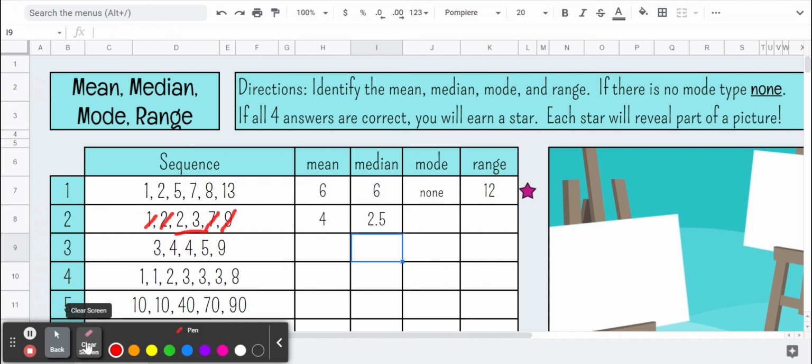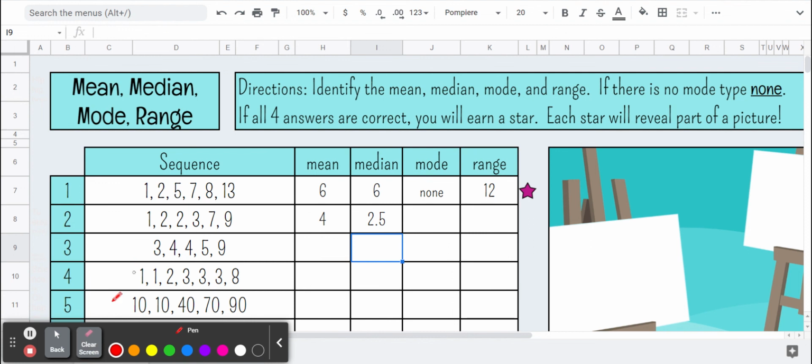The mode is the most common number. I see the number 2 twice. So our mode is 2. And then the range is the largest number minus the smallest number. So 9 minus 1 is 8.